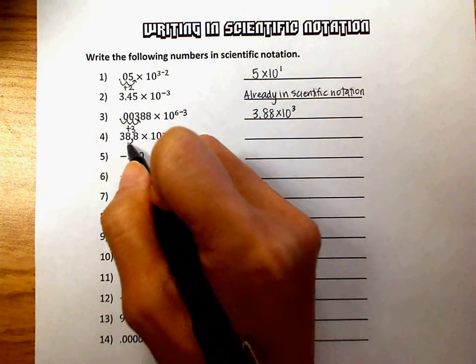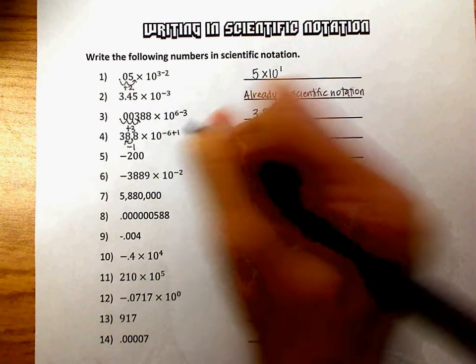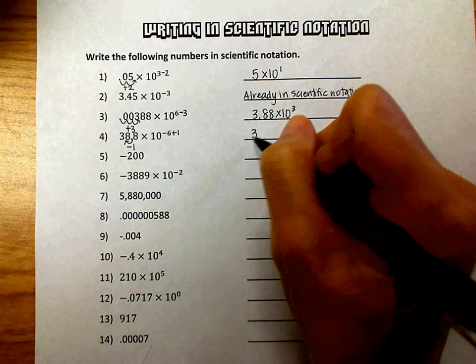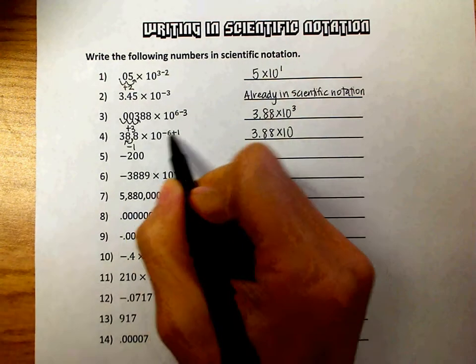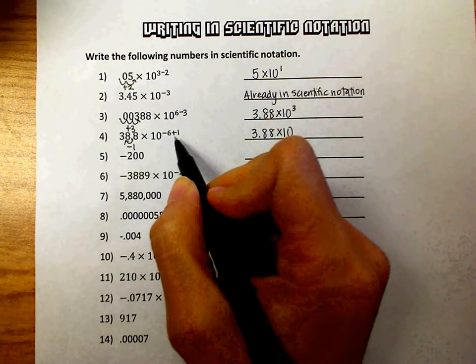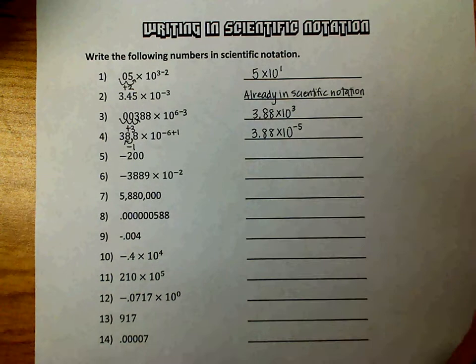This one you have to go left 1 for number 4, so subtract 1, you add 1 here. So it becomes 3.88 times 10, and negative 6 plus 1, double check your work, it's not a negative 7, it's a negative 5, so be careful about those signs.